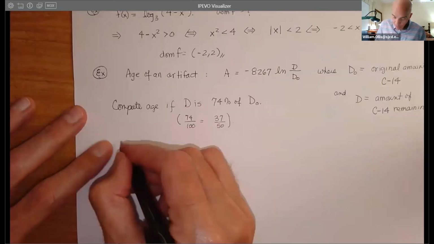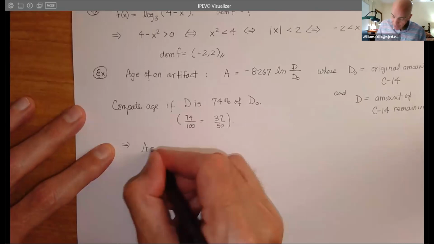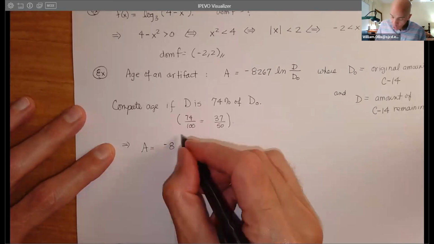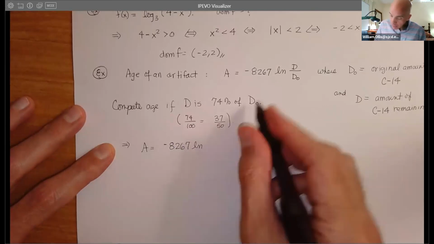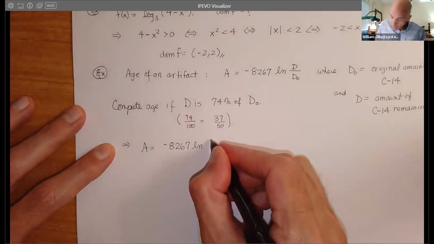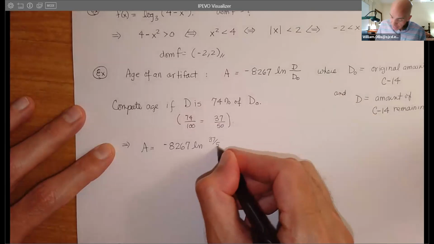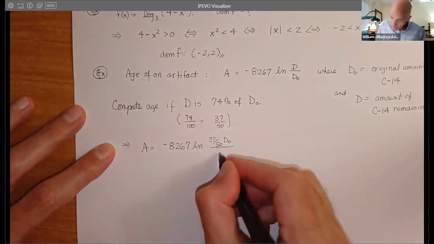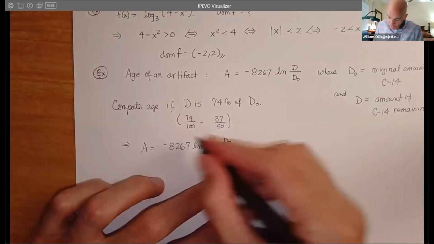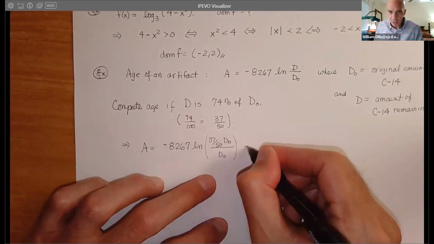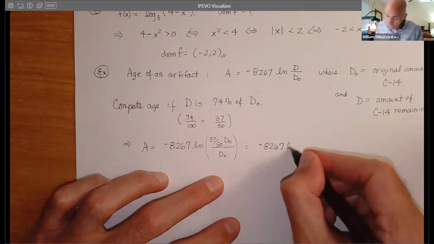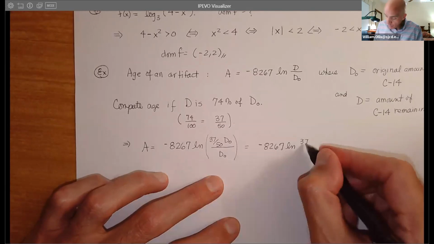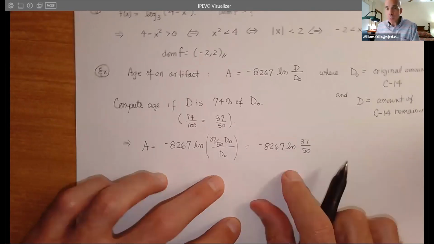Now this implies that the age will be negative 8,267 times the natural log. And now we've got the D, which in this case is 37 over 50 times D sub 0, divided by D sub 0. So the natural log of this, you can put parentheses on there if you like, but it's very clear. It's just a fraction, no sums. So this gives us negative 8,267 times the natural log. Of course, the D sub 0 is absorbed, and we just get 37 over 50. So that's the age right there.